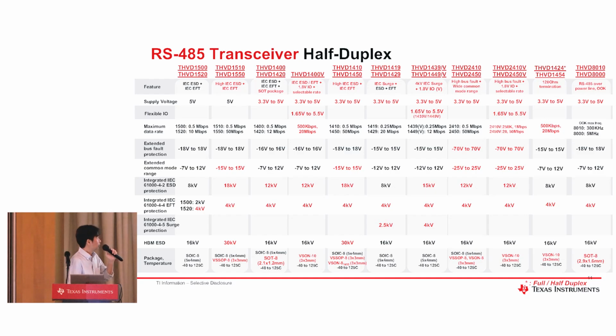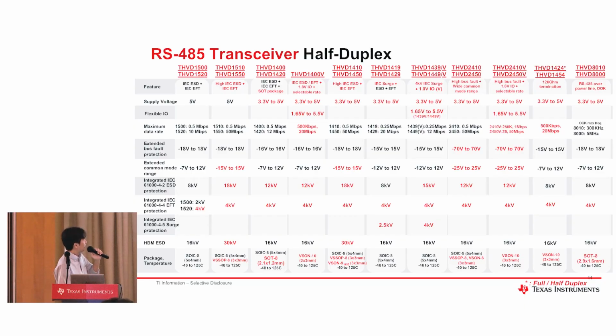Okay, so this is an overview of the RS-485 half duplex transceivers of TI. From here you can see the features that we discussed just now. We have devices with ESD protection, devices with high voltage burst protection, and also the power line communication device.